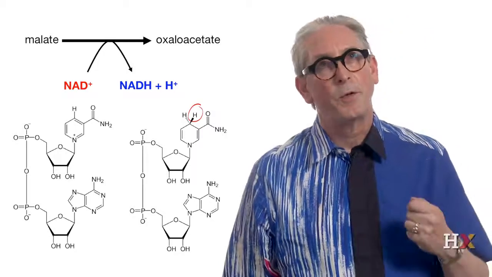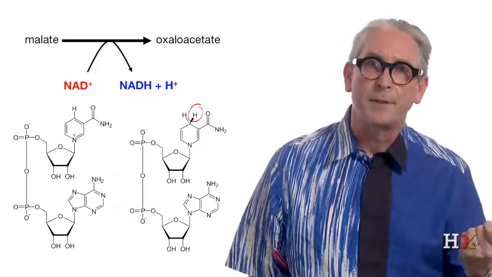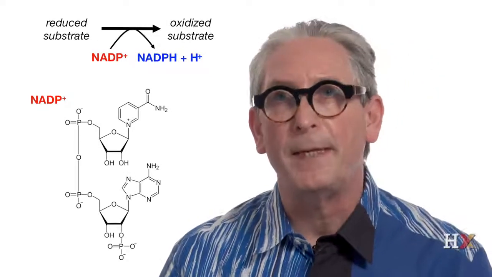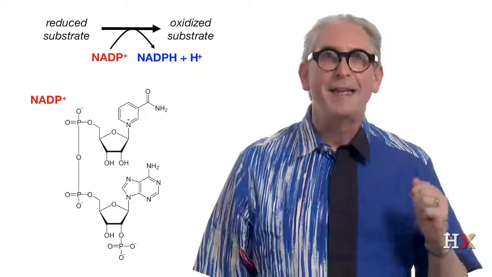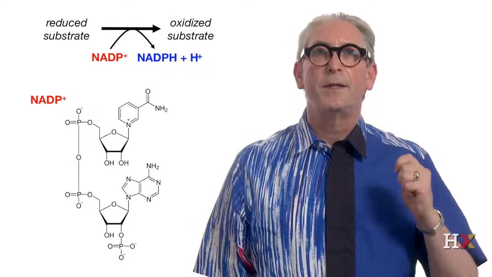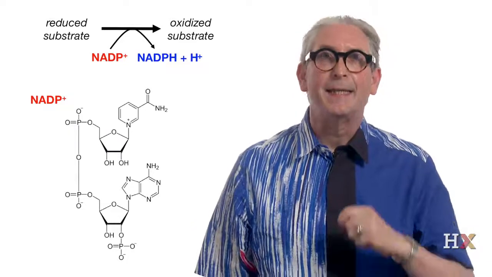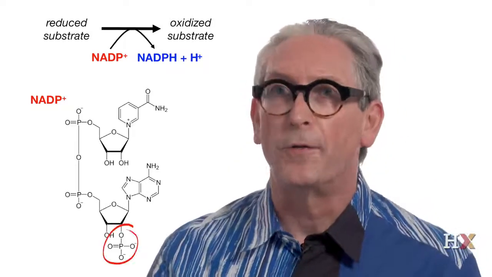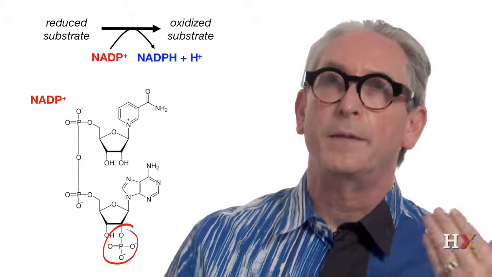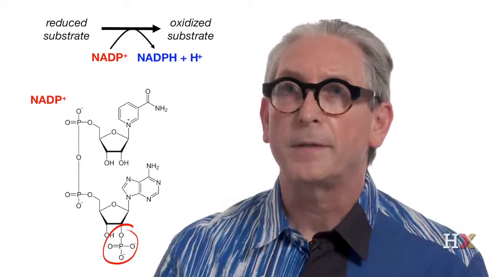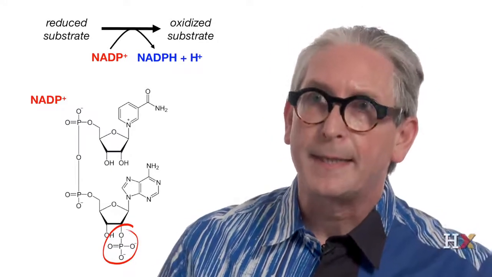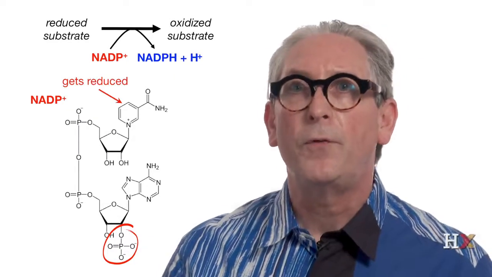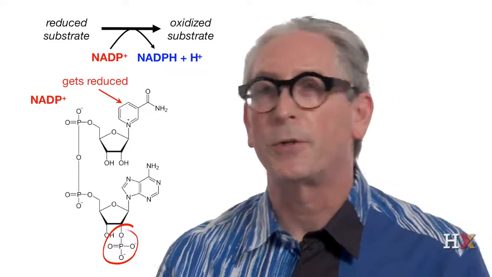There is another universal electron acceptor, NADP, that belongs to the same family of nicotinamide adenine. NADP is the nicotinamide adenine dinucleotide phosphate. So it is a phosphorylated version of NAD. The same thing will happen for NADP+. It will accept 1 proton and 2 electrons to form NADPH plus a proton.